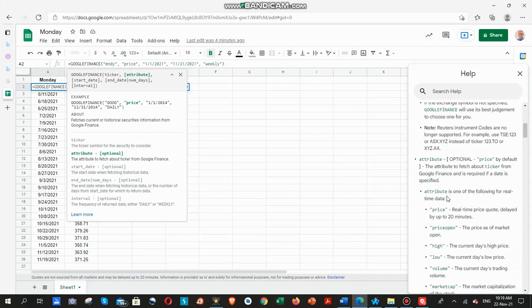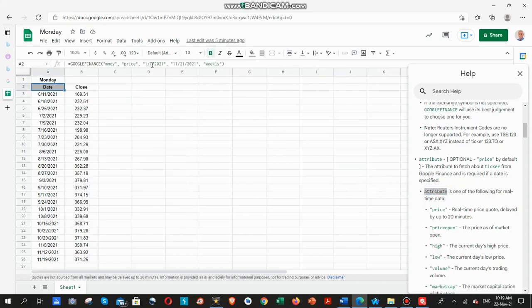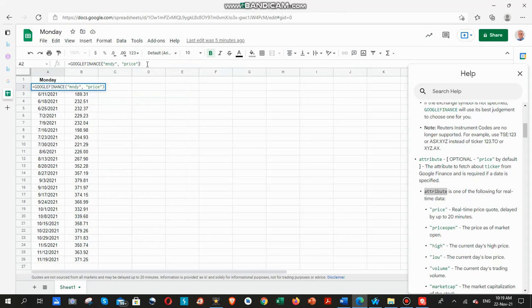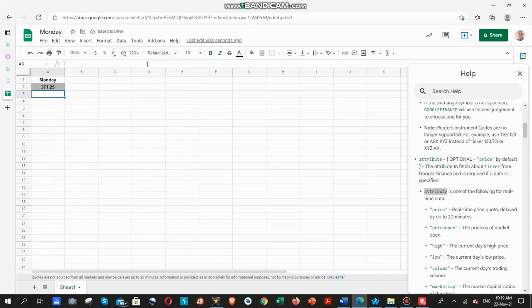Moving on, the attribute, that is the price, is one of the attributes. These are the attributes we can use for real-time data. Right now we're looking at historical. Real-time data means without opening and closing dates. So let me just take the dates out of this formula, and that will leave us with the ticker and the price. So that is the current trading price, and this is here.